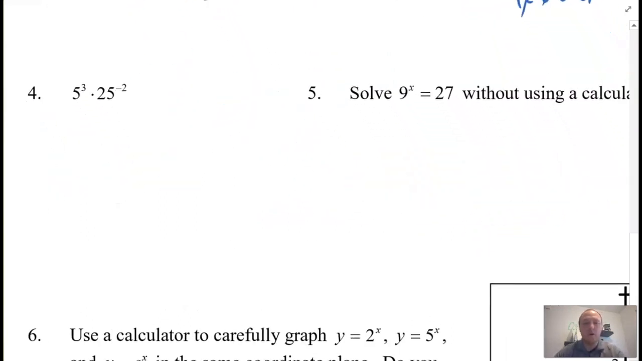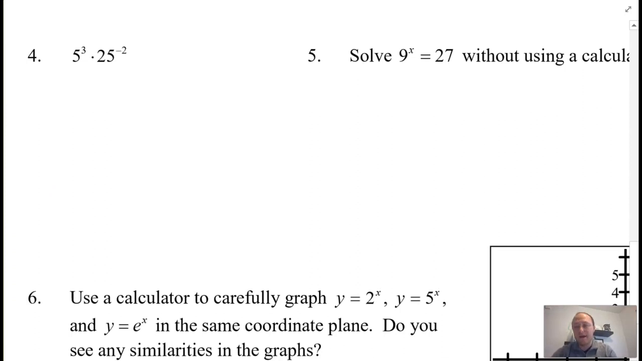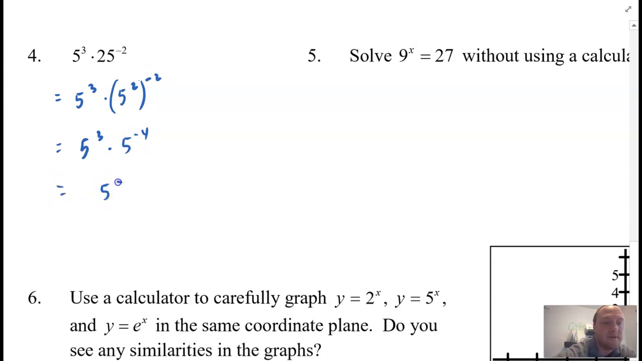Okay. 4 and 5 deal with rewriting exponents. Sometimes when we're dealing with exponential expressions or equations, it's easier just to break down numbers into their family base. So notice here I have 5 cubed times 25. Well, 25 is 5 squared. So this is 5 cubed times 5 to the power of -4, which is 5 to the power of -1. So our answer is 1/5, right? That's much easier to deal with.